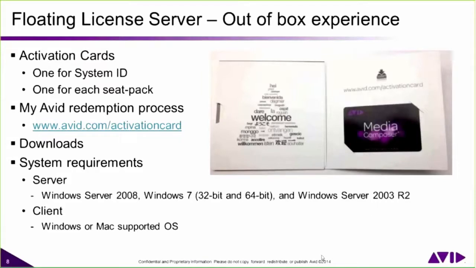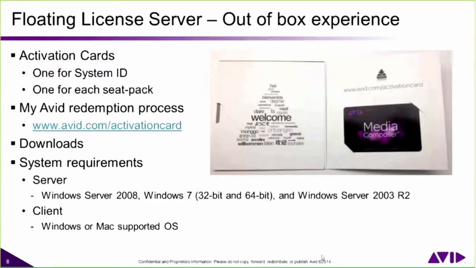The key to remember here is you're going to get at least 2 activation cards when you purchase a floating license server. One is going to have just the system ID on it, and then the other one's going to be for each additional seat pack that you purchase. You can load multiple seat packs onto one system ID. So there's a redemption process that we'll go over in just a second. That'll get you your downloads.